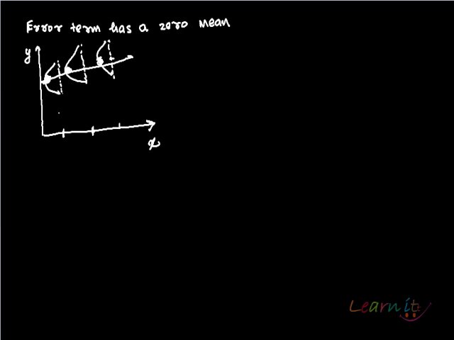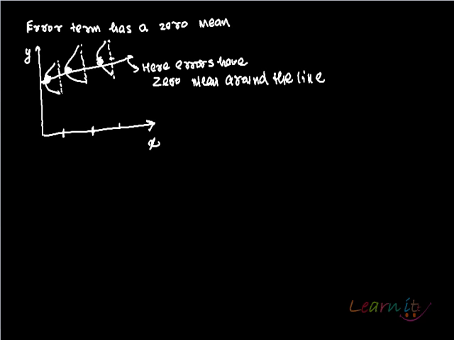Okay, so here the errors, here around this line, the line which you want to fit here, errors have zero mean around the line. Okay, so in case if the errors have sort of non-zero mean, okay, what would you try to do in that case?